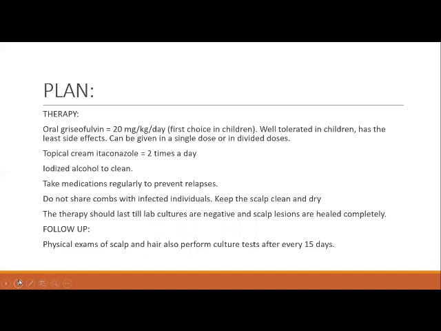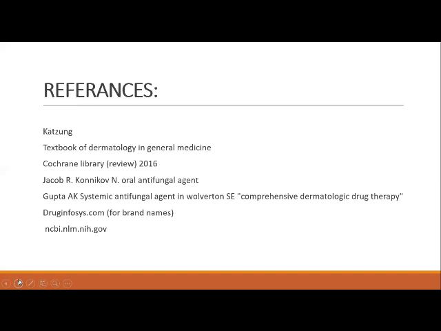You should not share any combs with infected individuals. Keep the scalp clean and dry and never wet. The therapy should last till the lab cultures are all negative and the scalp lesions are healed completely. For the follow-up, the child has to come for physical exams of his scalp and hair. We should also perform a culture test every 15 days to check if it's negative or not. The references, thank you.